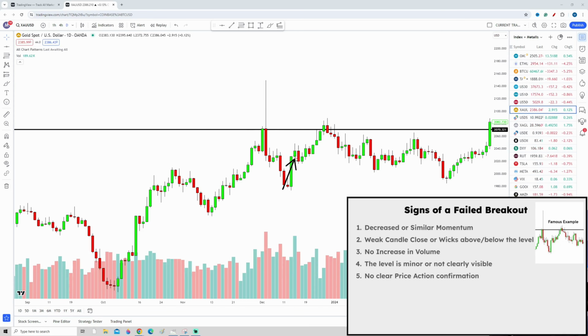But what you also can see here is that the price came up to this level once again, right? And we tried yet another breakout. But in this case, 1, we had no increase in momentum. 2, we had no clear candle close above the level. 3, we had no strong increase in volume. 4, the level is still clearly visible, so that is something we still have going for us. But 5, we had no price action confirmation. So in this case, 4 out of 5 signs were bearish. So this is yet another sign that the breakout will fail. And indeed, the breakout failed here.